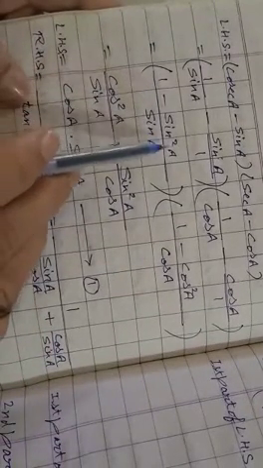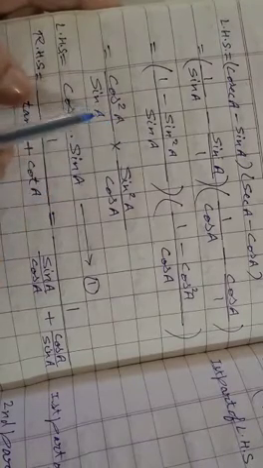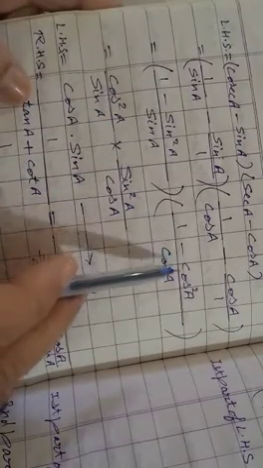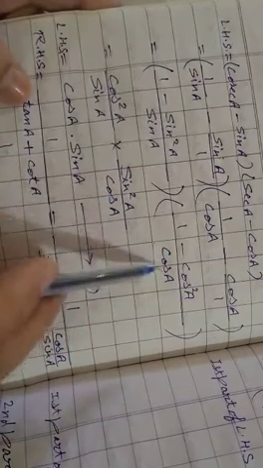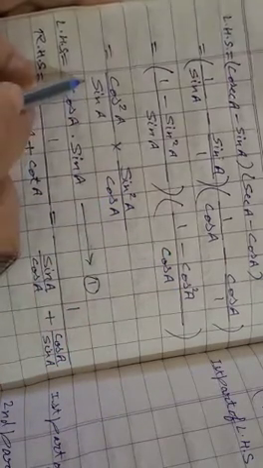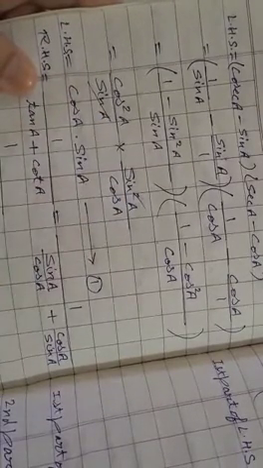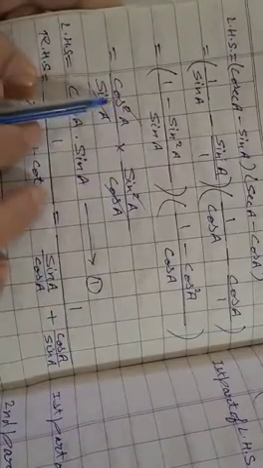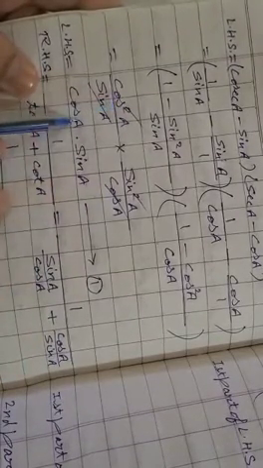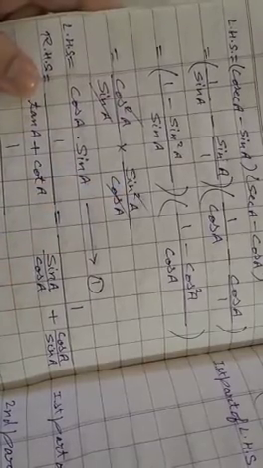Formula of 1 minus sin square A is cos square A upon sin A, multiply. Formula of 1 minus cos square A is sin square A upon cos A. Sin A cancels with sin square A, cos A cancels with cos square A. We get cos A into sin A. This is your left hand side.